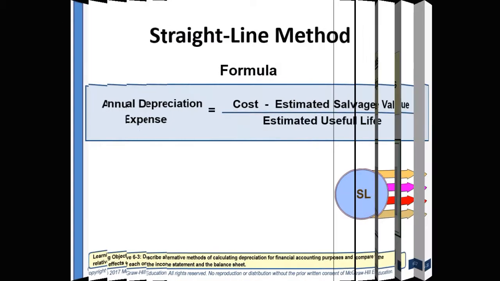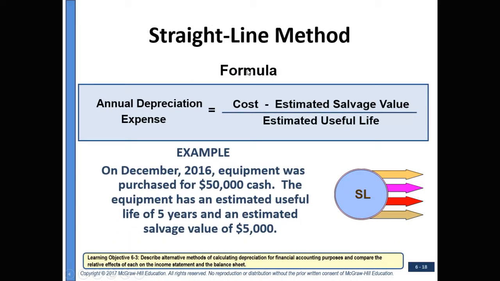Starting with the straight line method, which is the most simple, the basic formula is annual depreciation expense equals the cost of the asset less its estimated salvage value. So at the end of its life, what do we believe we would be able to get for it, divided by the estimated useful life.